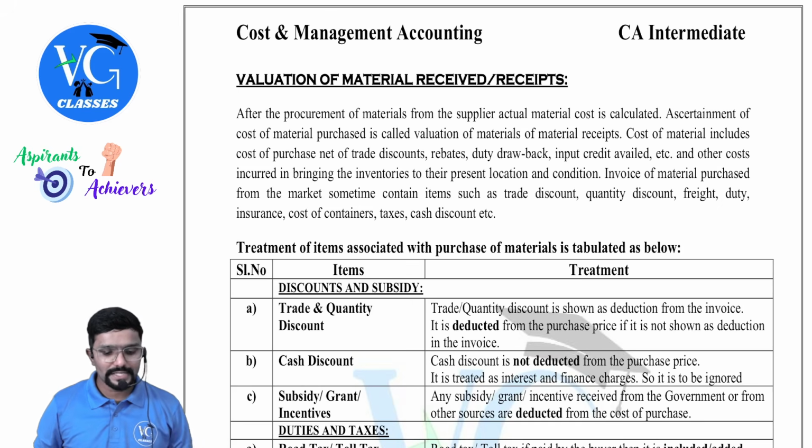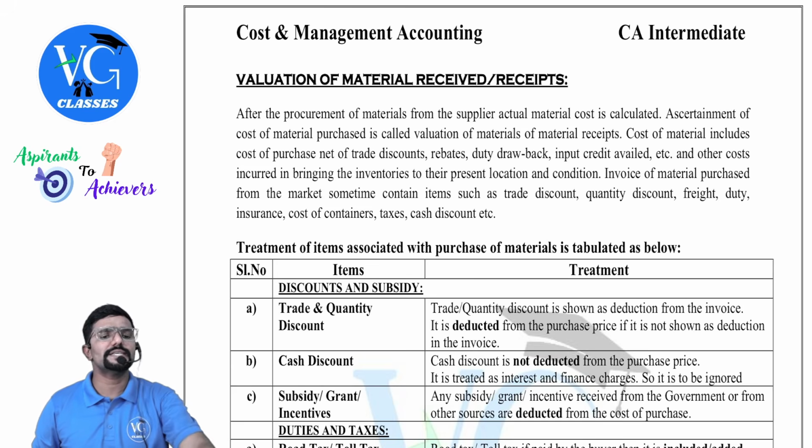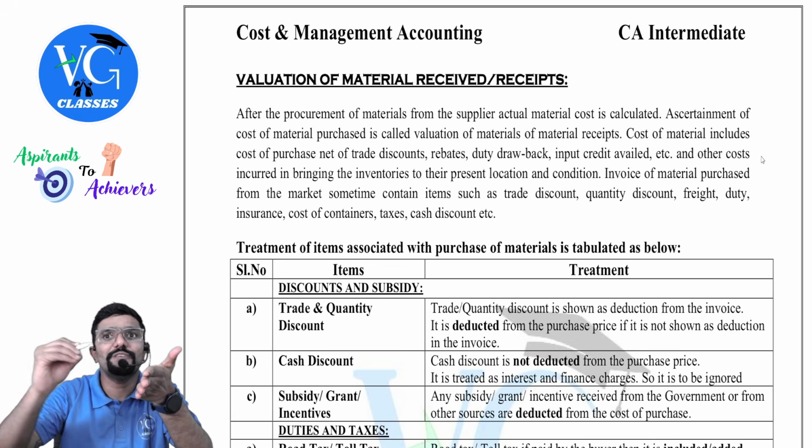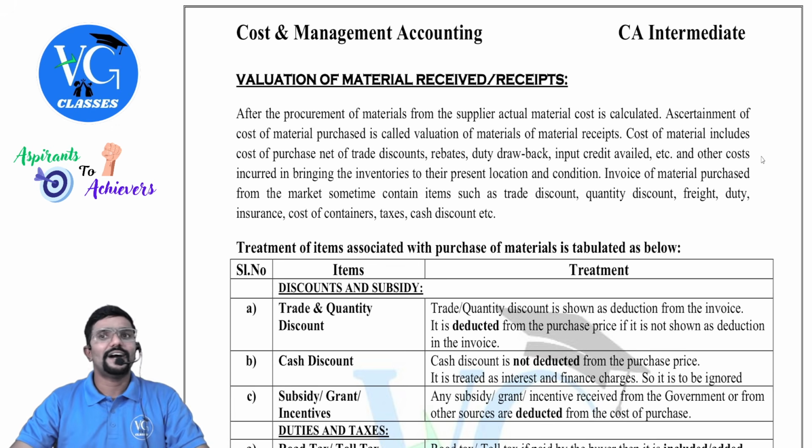Now we will discuss valuation of material received, or receipts. We discussed the procurement procedure. Now we will see, once the material is purchased, at what value should we record it in our books? At what value do we have to record it in our books?